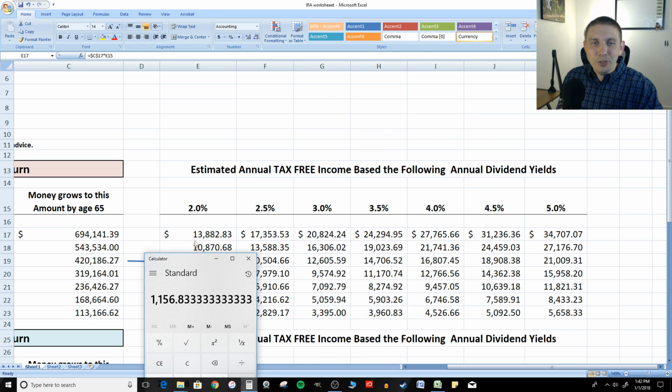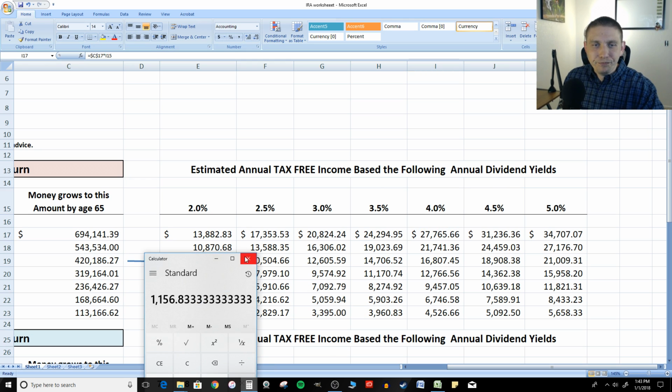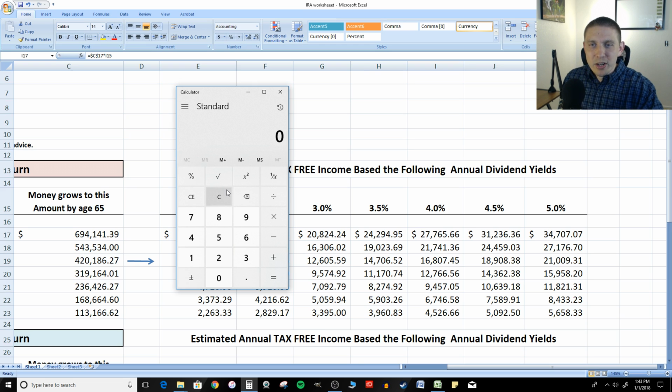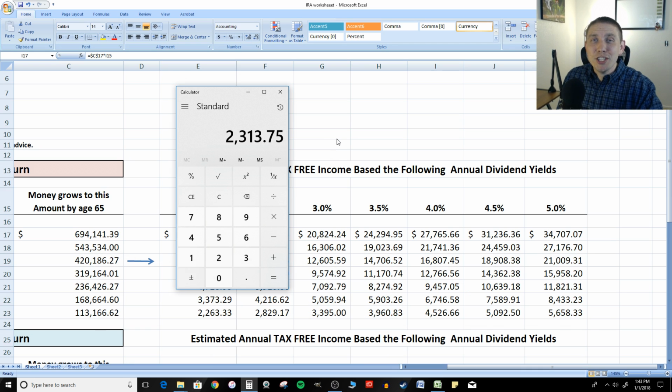It also looks at, what if you get a 4% dividend yield on that amount of money? Well, check it out. Looking at this first row, 27,765 divided by 12 is a little bit over $2,000 a month. And the beauty of this income is it's completely tax-free. There's really no better income than tax-free income because it's not going to affect your taxes, which is amazing. So this is just tax-free money.